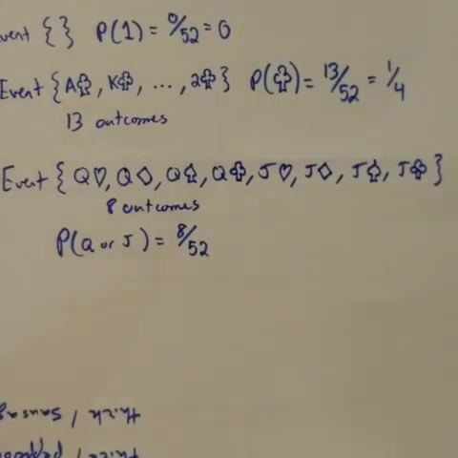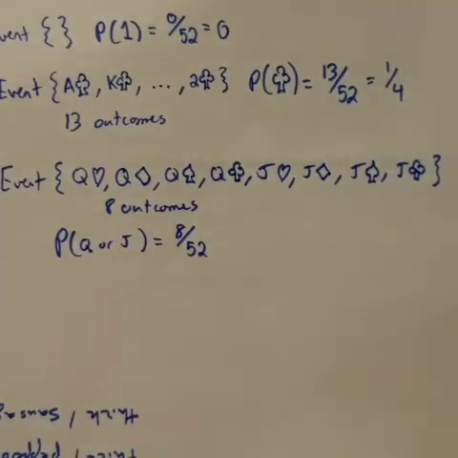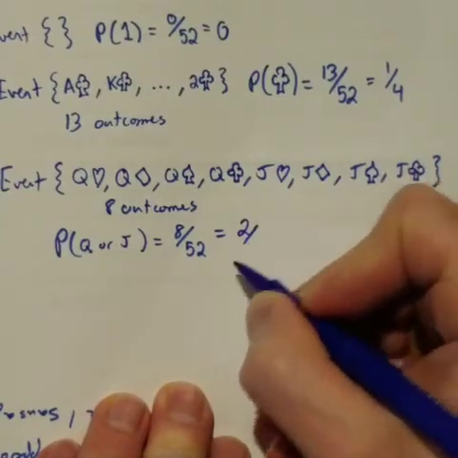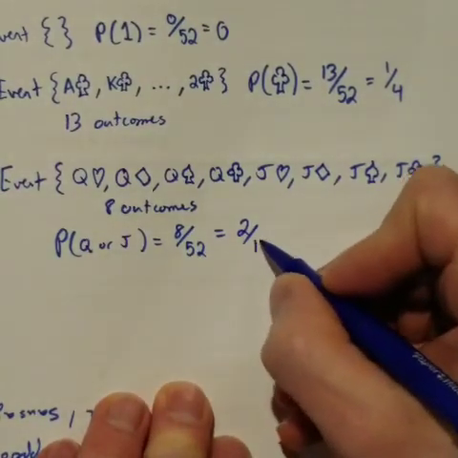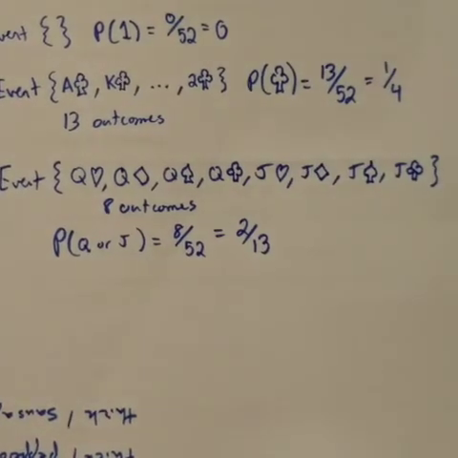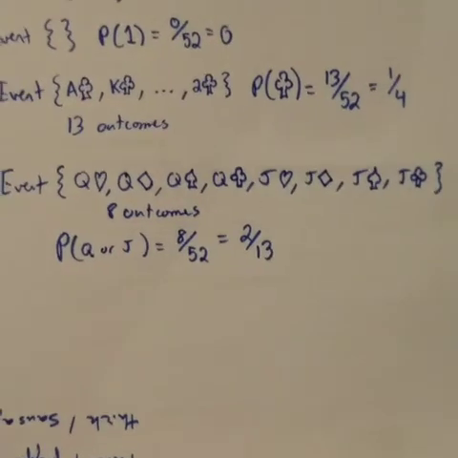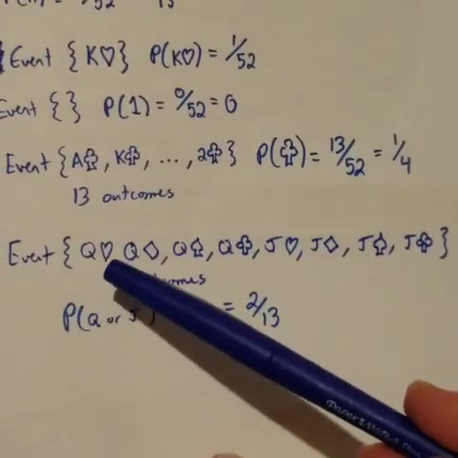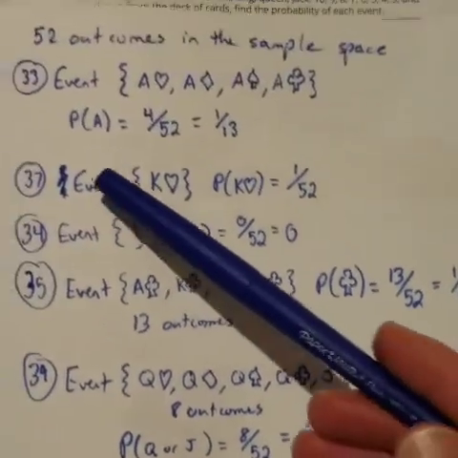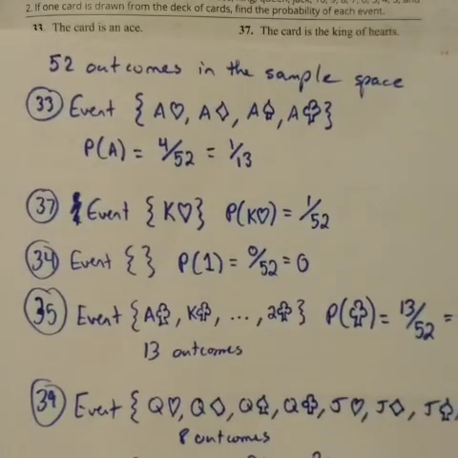Now 8 out of 52, those are both divisible by 4, right? If I divide 8 by 4, I get 2, and if I divide 52 by 4, I get 13. That doesn't reduce further, so 2/13 would be the probability. All right, so that gives you some idea of how to calculate these probabilities. Again, remember that a probability is the number of outcomes in the event divided by the total number of outcomes in the sample space.